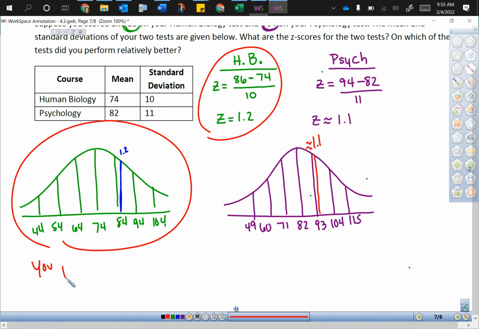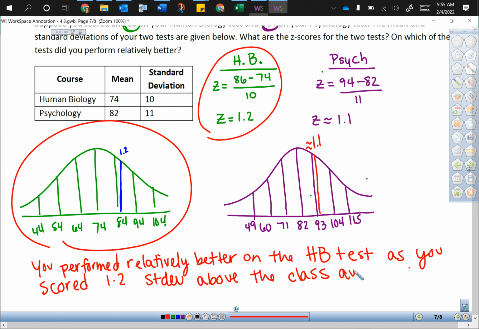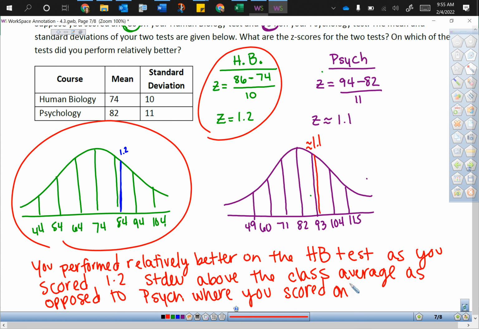So you performed relatively better on the human bio test as you scored 1.2 standard deviations above the class average as opposed to psych, where you scored only 1.1 standard deviations above the mean.